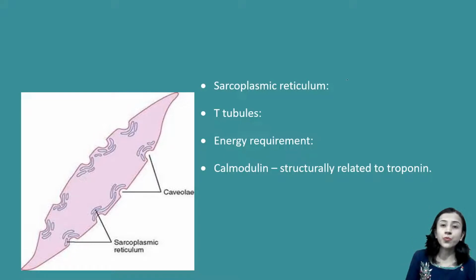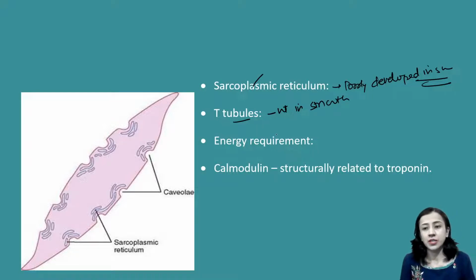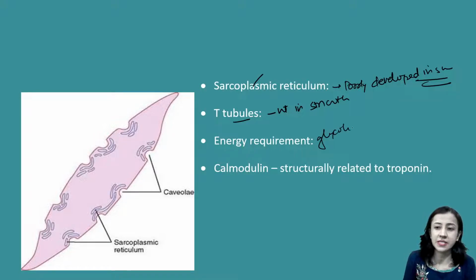Here, this is poorly developed in smooth muscle. It is well developed in skeletal muscle. Okay. And T tubules are absent in smooth muscle. Okay. Energy requirement for smooth muscles, they are dependent on the glycolysis. Okay. They are dependent on the glycolysis.